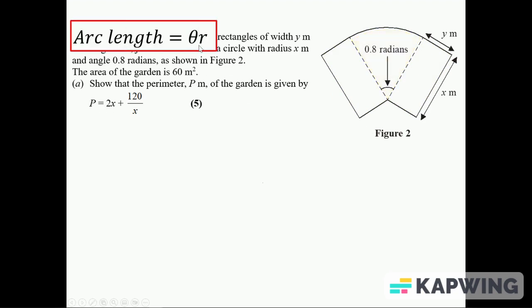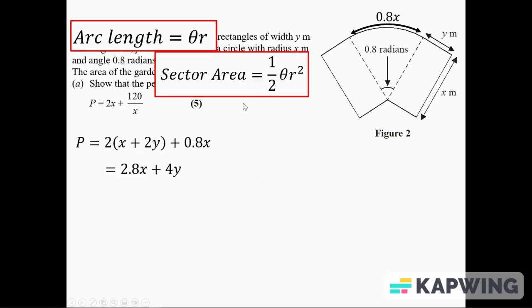Right, first of all, the arc length of a sector is 0.8 times x, because it's the angle times the radius, 0.8 times x. So I can now write the perimeter. Well, each of these rectangles contributes two y's and an x, and I've got two of them plus the arc length. I can simplify that down: 2x and 0.8x and 4y.